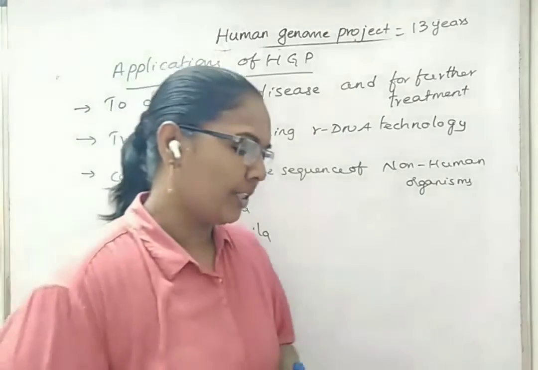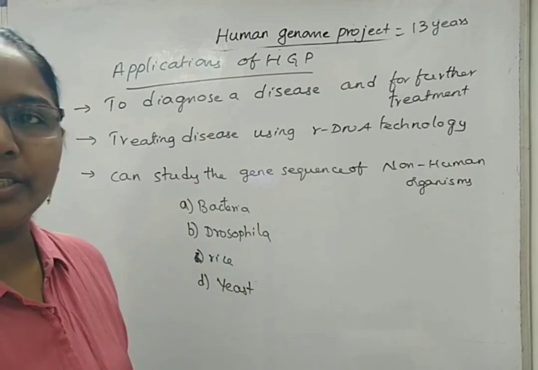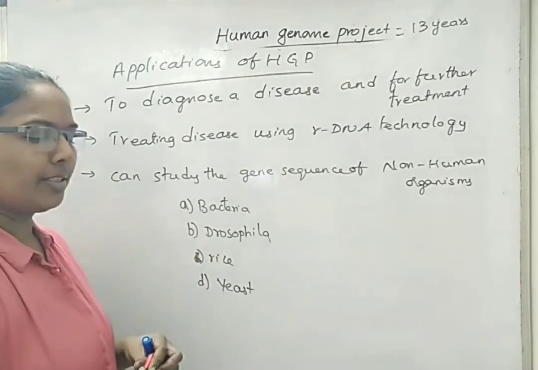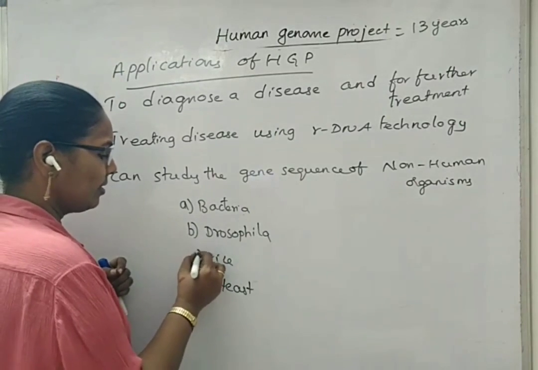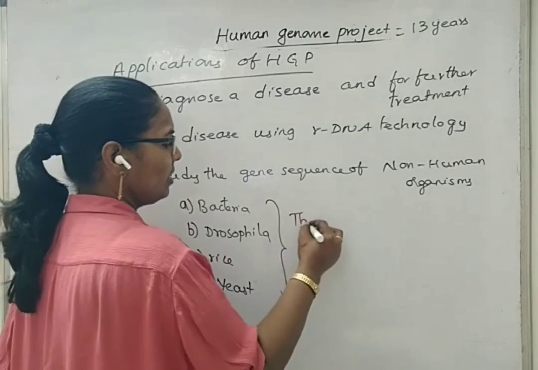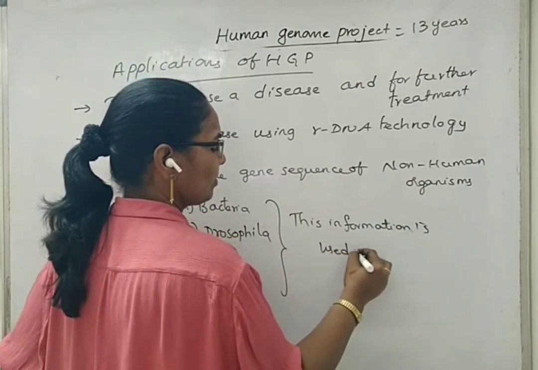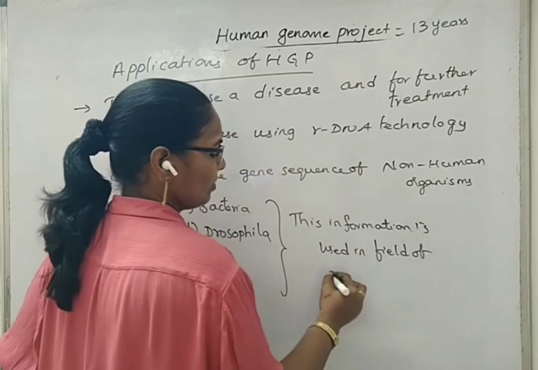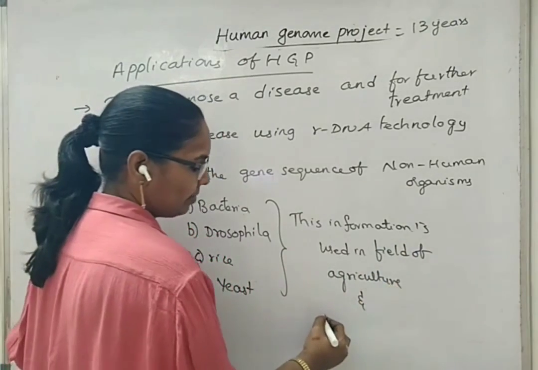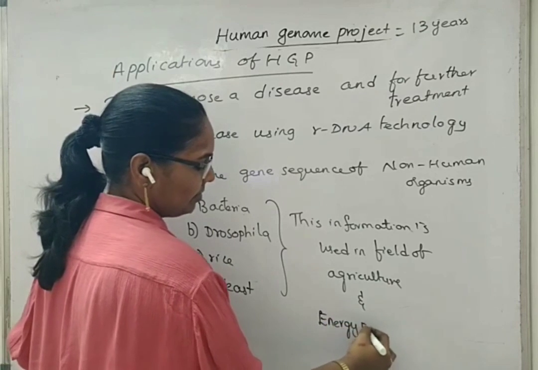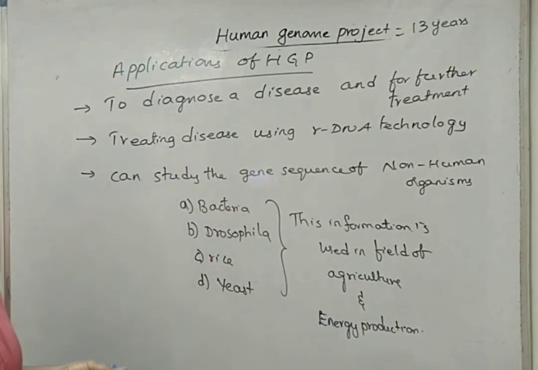We can use the information regarding bacteria and rice in the field of agriculture, and by taking Drosophila and yeast, we can study further genetical studies related to humans. So this information is used in the field of agriculture and sufficient energy production. So this is about the Human Genome Project and its applications.